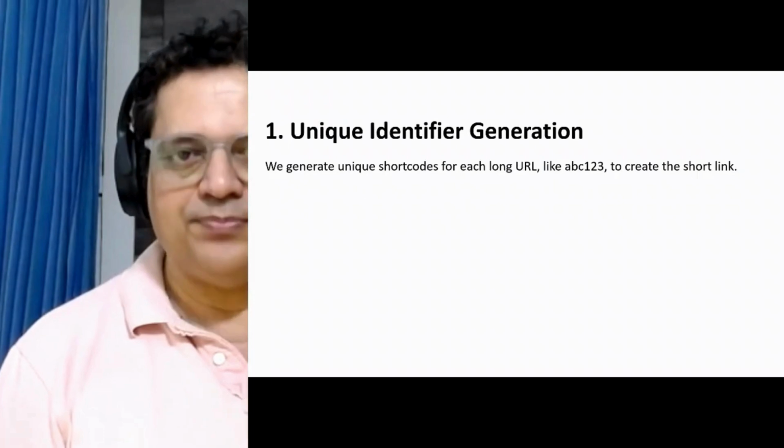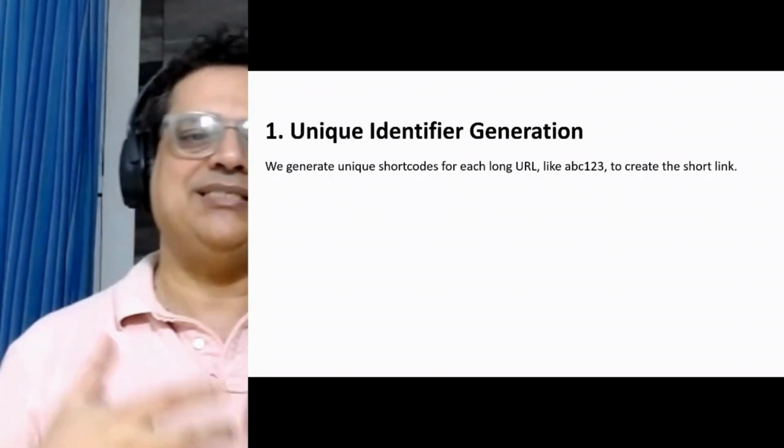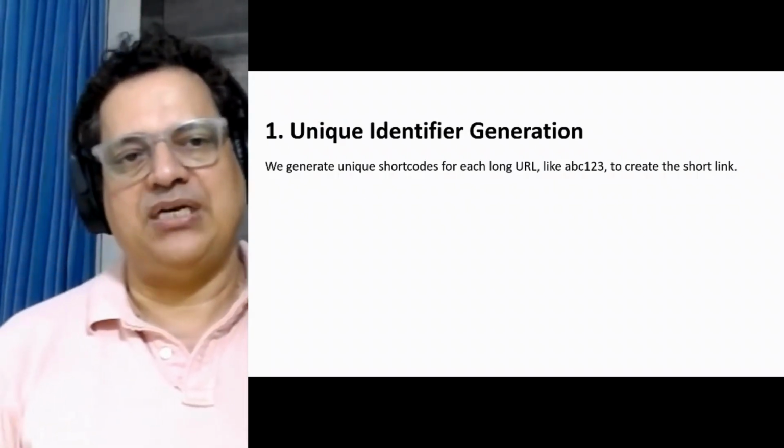All right, let's move on. Let's discuss one by one. Now, let's discuss the unique identifier generation module.